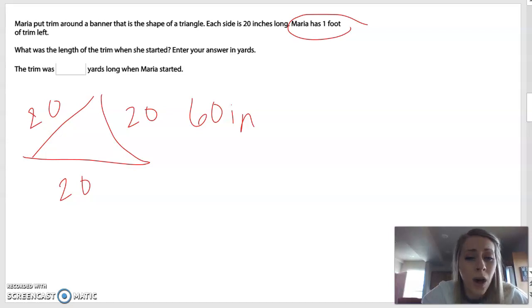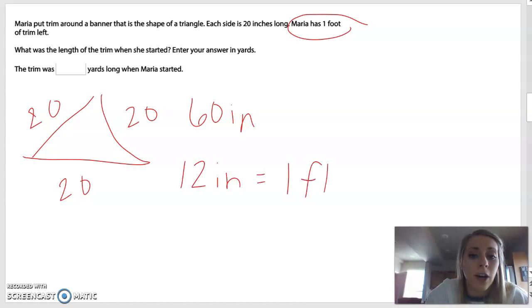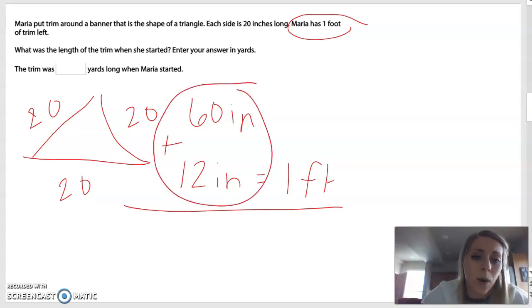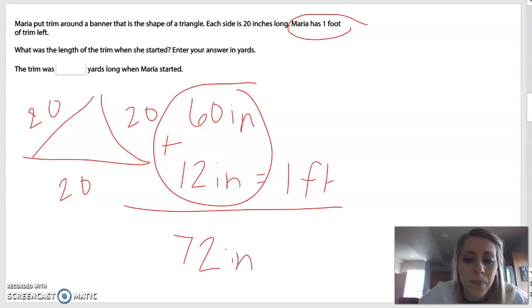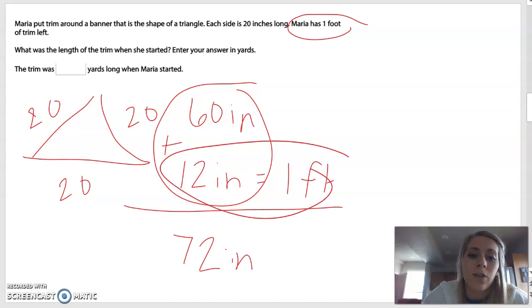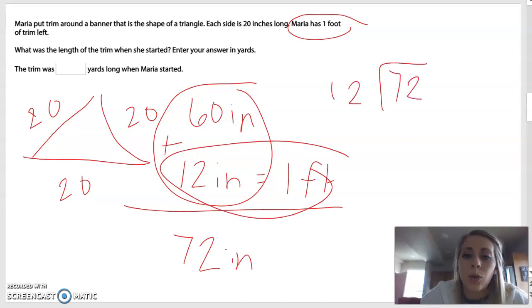So you all know that there are 12 inches in 1 foot. So I'm trying to figure out how many inches I have all together. So 5th grade, all I have to do is add 60 plus 12. That gives me 72 inches, okay? So now I need to figure out how many feet that is. So again, I know that there are 12 inches in 1 foot. So I'm going to come over here. I'm going to take 72 divided by 12.